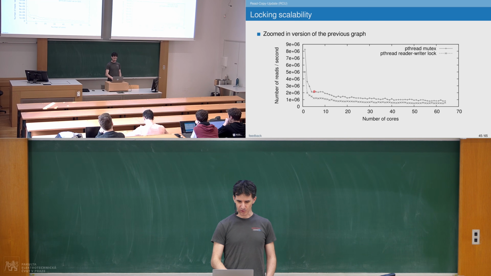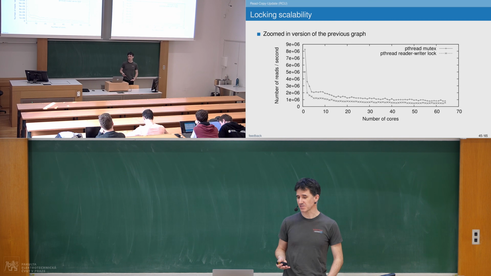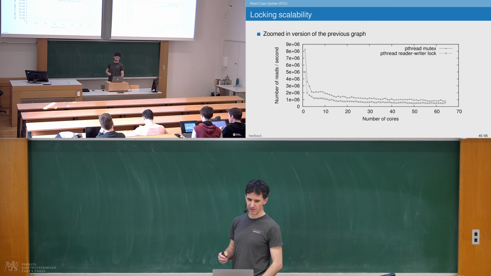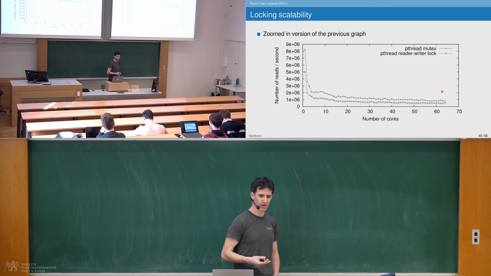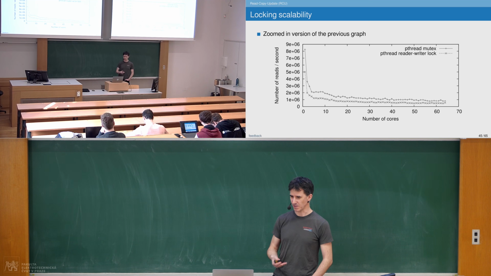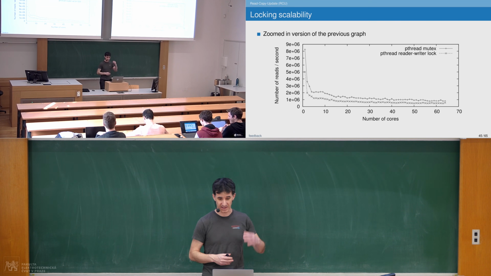Surprisingly, here the performance is slightly better for mutex than for read-write lock. Nowadays, you can get slightly better performance for read-write lock than for mutex, but still it looks something like this. The more CPUs you give to the problem, the slower the program actually is. So it's negatively scalable, and you definitely don't want that.